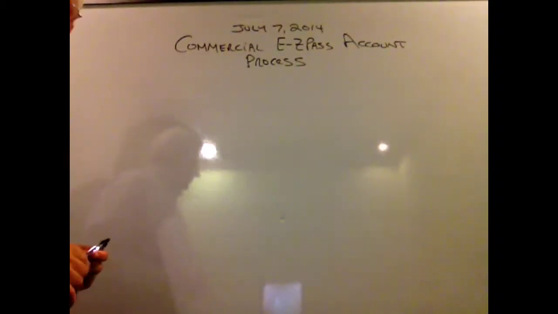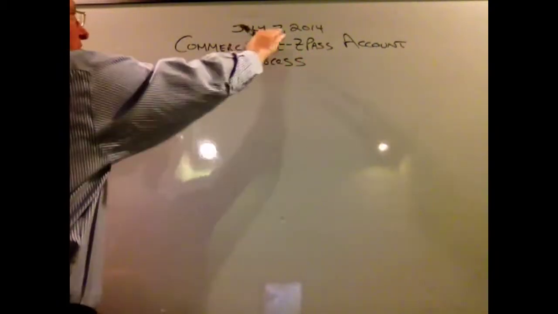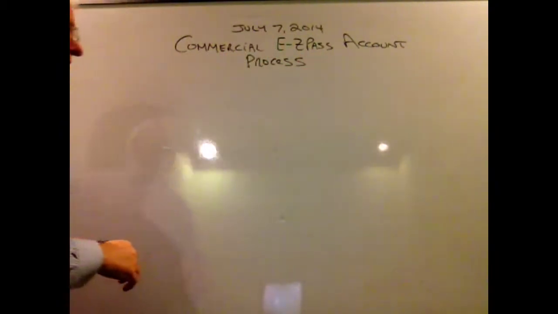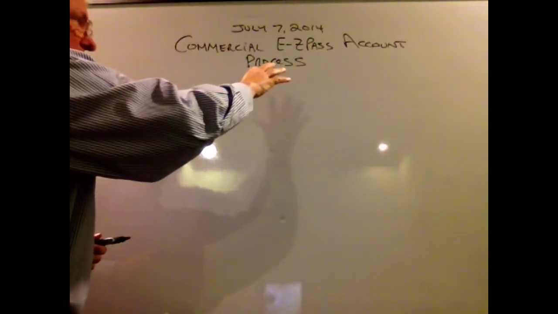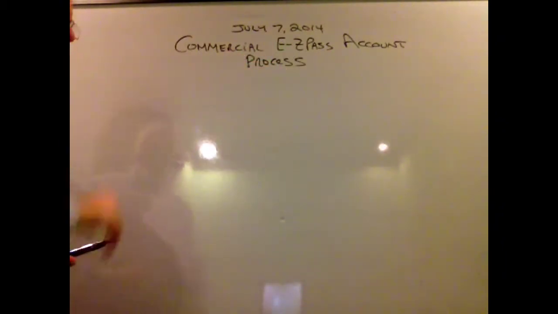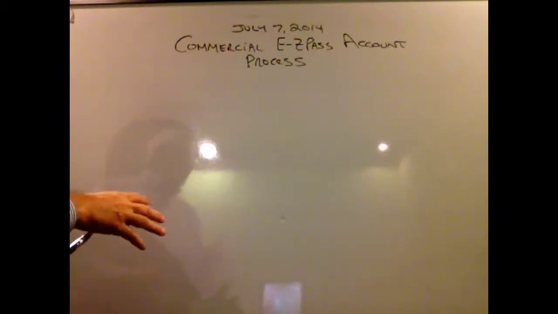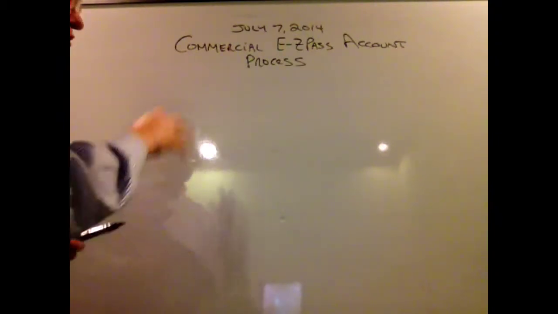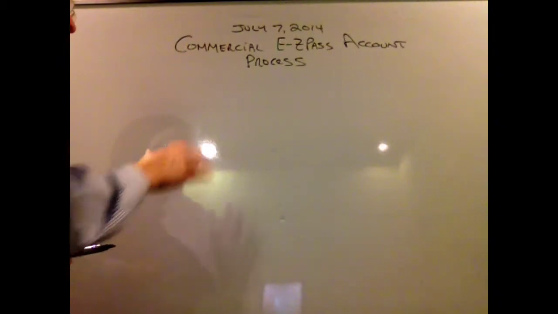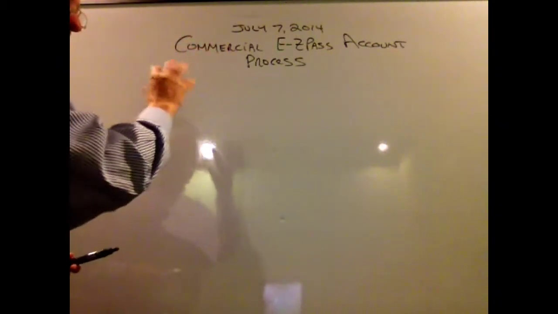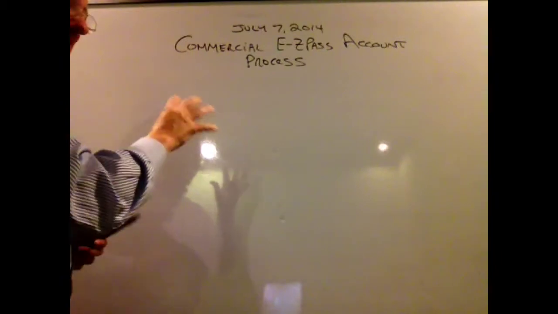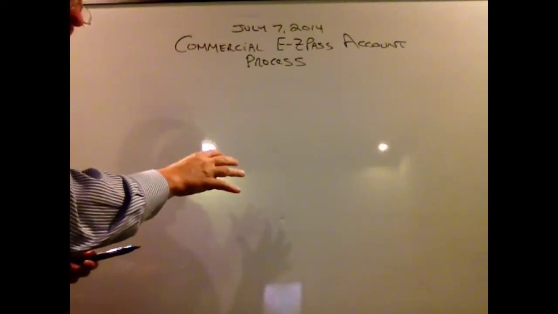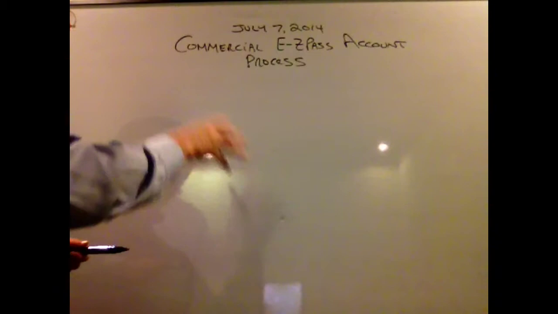This is a short video to outline the commercial E-ZPass account process that's been updated July 7th, 2014. This process was clarified, if you will, by the Delaware Toll Road Authority and their vendor TransCore, along with coordination with some other states to help bring clarity to this process for emergency use. And this process is really designed to support companies that are not within the E-ZPass region but that operate outside of the 15 states that E-ZPass covers.